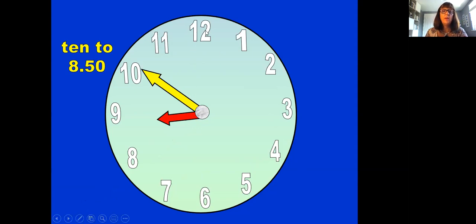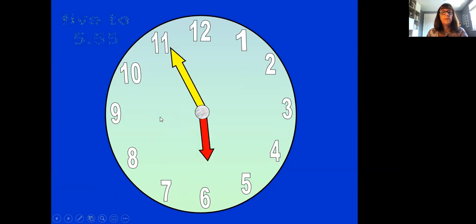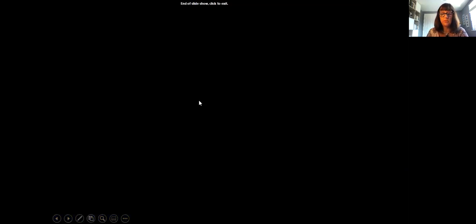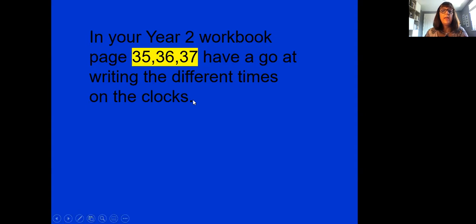Or, remember, we can count how many minutes have gone in the circle. 5, 10, 15, 20, 25, 30, 35, 40, 45, 50. And it's gone past the 8, so it's 8:50. Here's another one. It says 5:55.